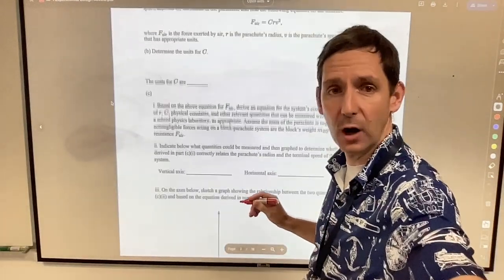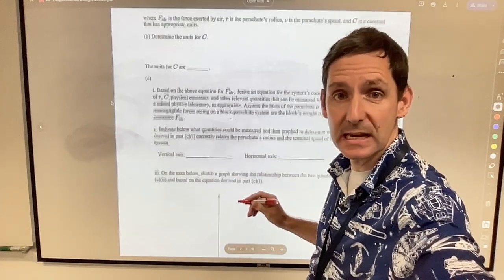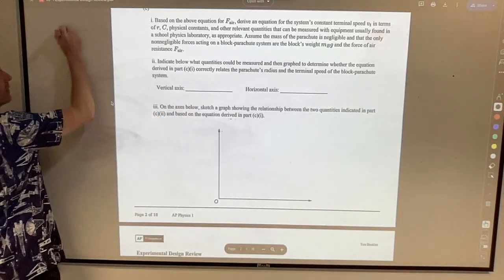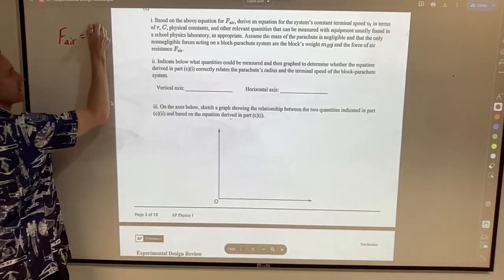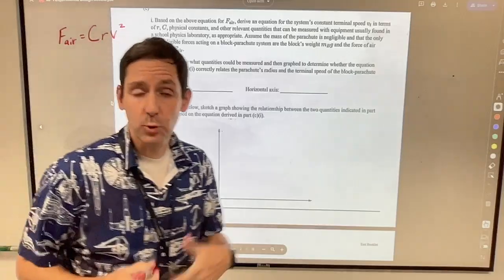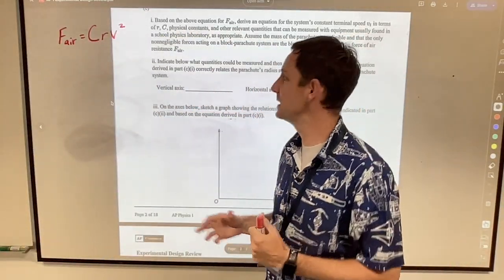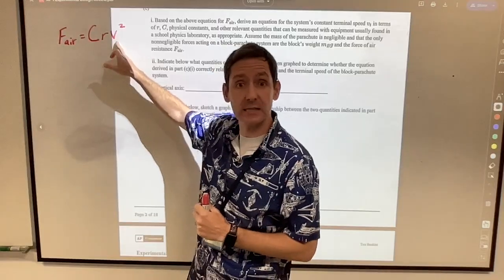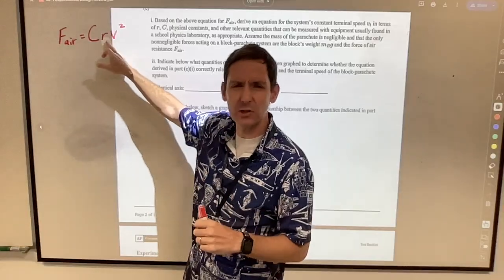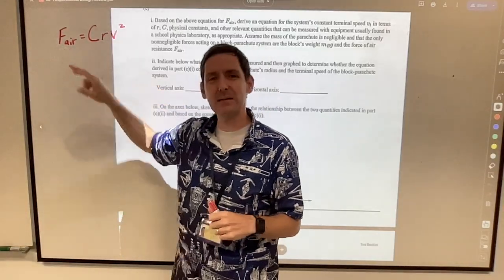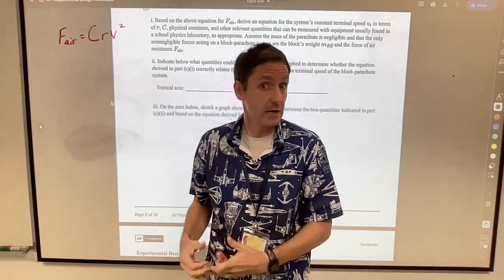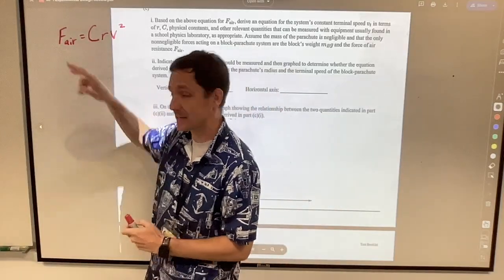Now remember the equation was F air equals C R squared V. Okay, so I'm going to write that down over here. F air equals C R V squared. All right, so that's what I start with. But the problem is I can measure radius and I can measure velocity, right? I can use a motion sensor to measure the velocity. I can use a ruler to measure the radius. I can't measure the force of the air. And so I need to come up with some other way to get that, all right?